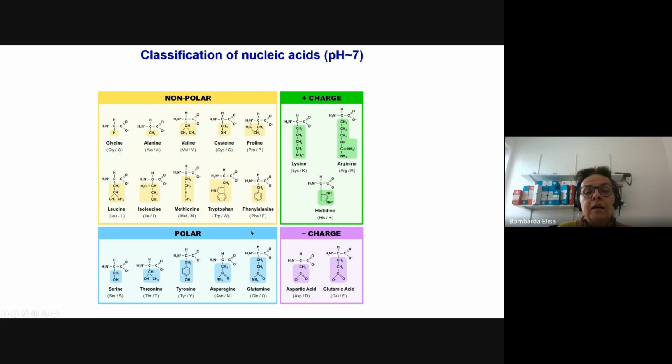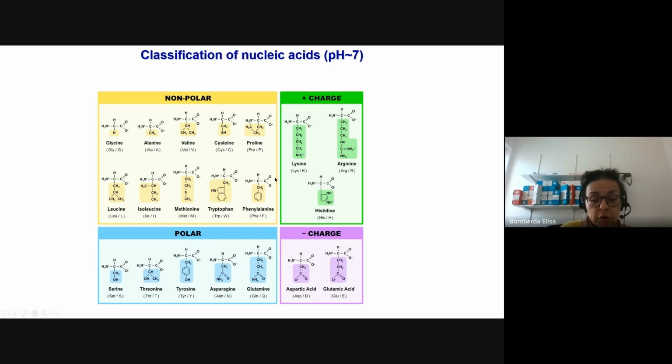Some are polar, some are non-polar, some can be charged, plus or minus. Now, of course, the charge is a consequence of deprotonation. So the charge depends on the pH, if it's deprotonated or not. But okay, those are the major characteristics, let's say, of the amino acids.